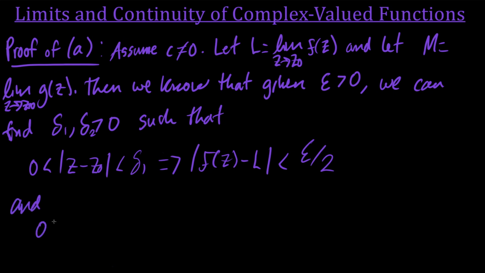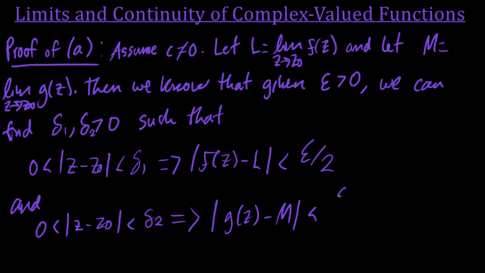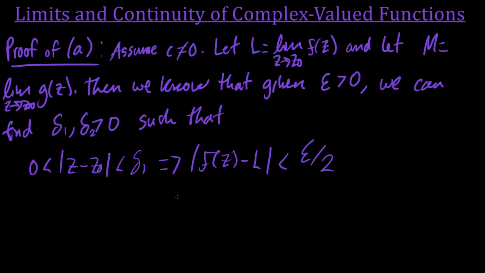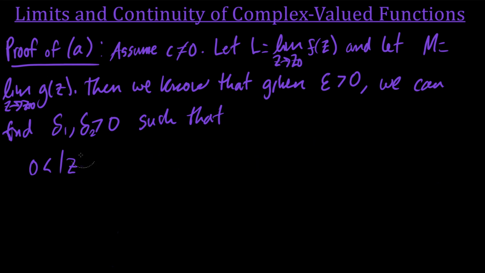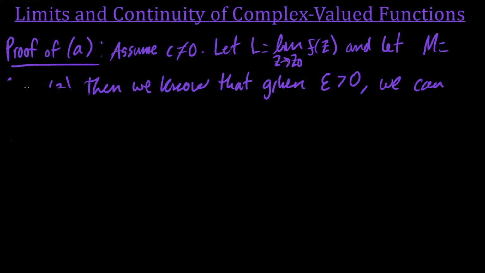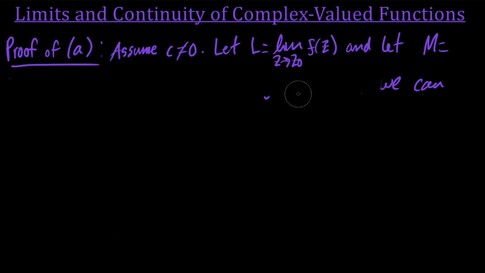We can say the modulus of z minus z naught being between 0 and delta 2 implies that the modulus of g of z minus m is less than epsilon over 2 times the modulus of c, which is also guaranteed to be a positive real number. Let's make a little bit more room for our proof here. Remember that the overall goal here is to choose a general delta that works for f of z plus c g of z. And so that's what we're about to do next. Let's get rid of all this stuff.